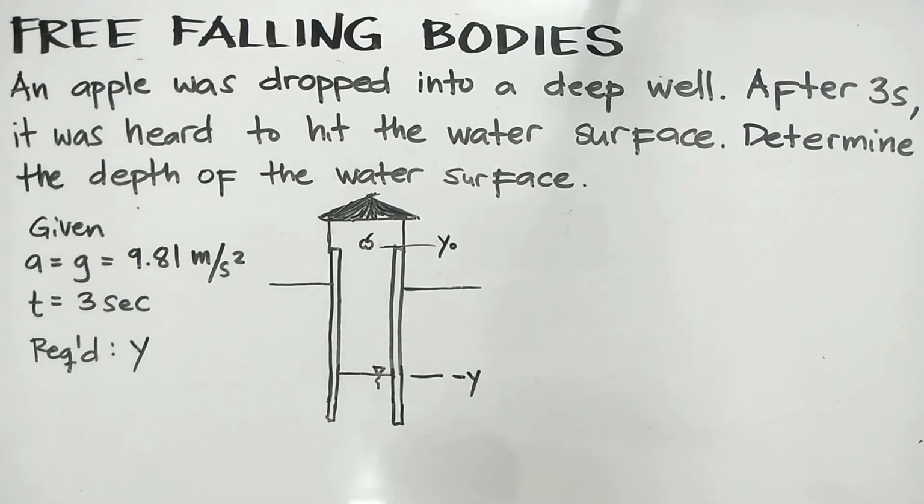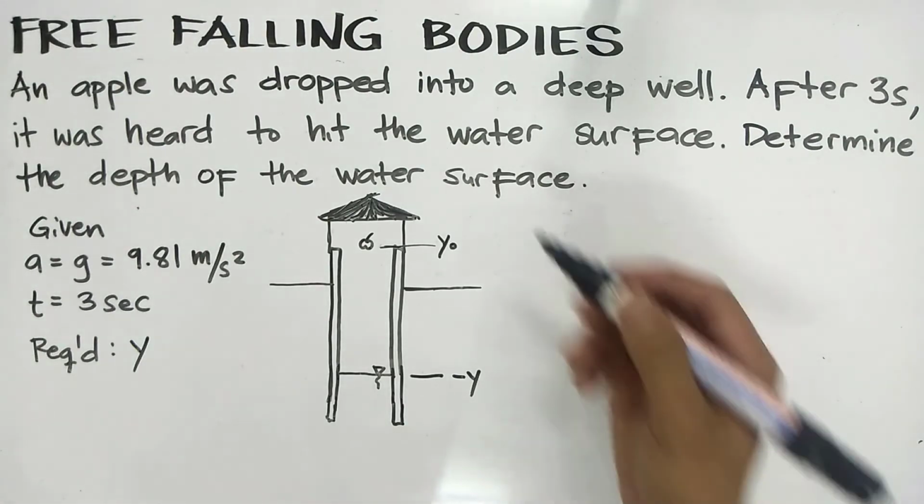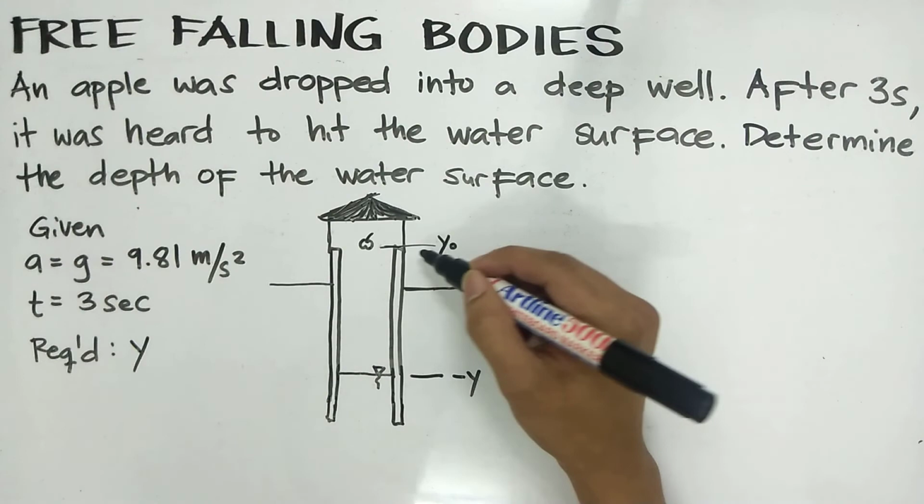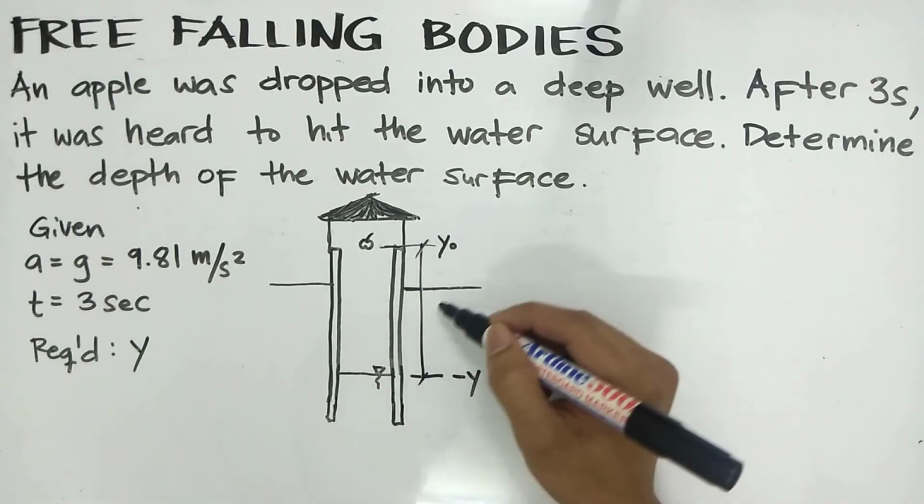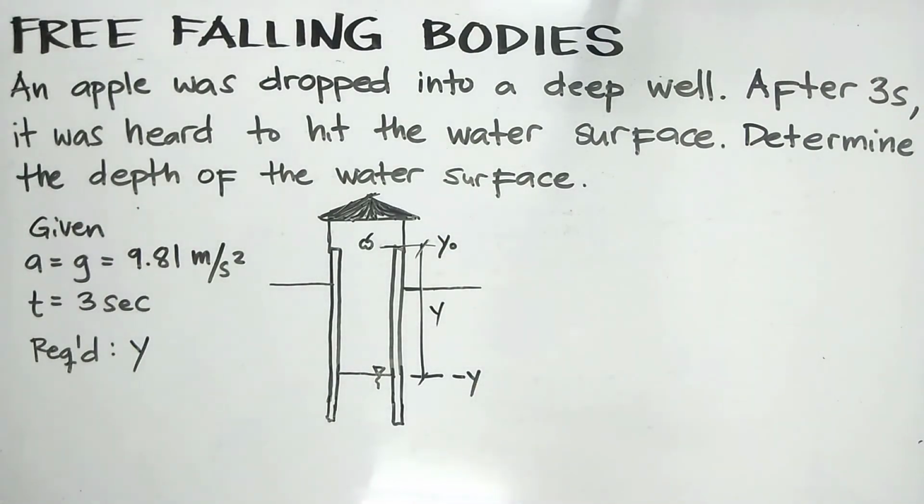Similar with uniformly accelerated rectilinear motion, we will look for the equation with the least unknown values to save our time. This is simply equal to y, or negative y for the direction, and we are given the acceleration due to gravity and the time interval.